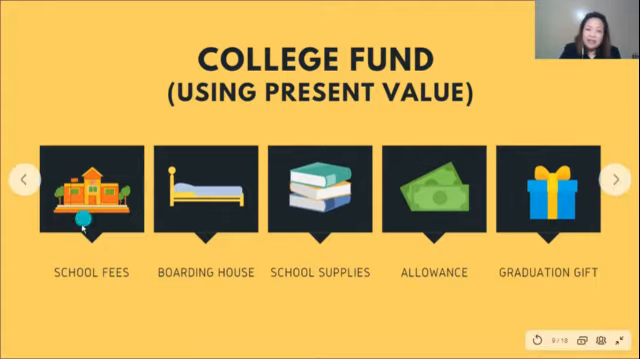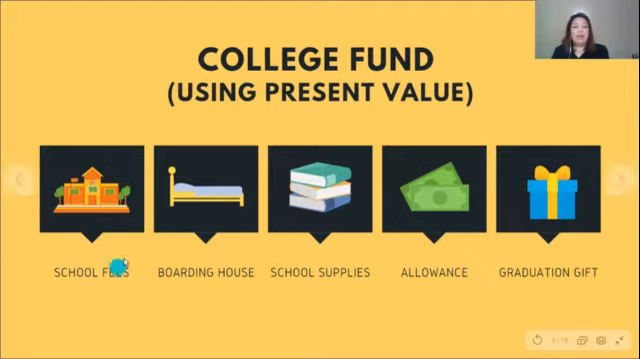For the school fees and all the other expenses that you need to consider, I will just ask my client to use present value. So for UST, that's easy. You can call the registrar or just Google. You can check how much the tuition fee is per semester or per year for the department or the College of Science.